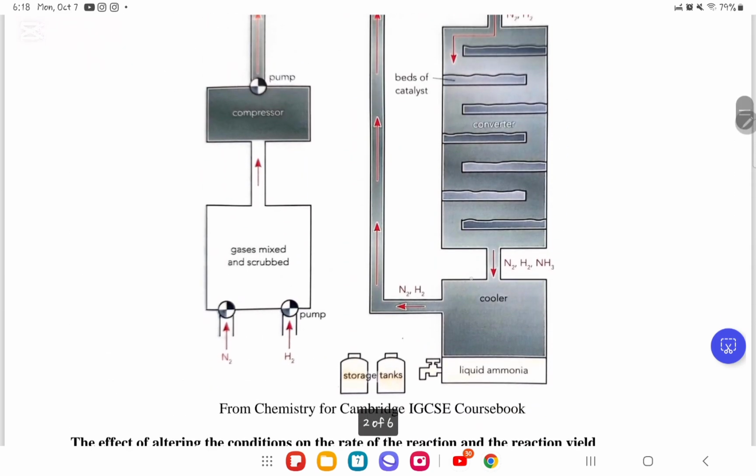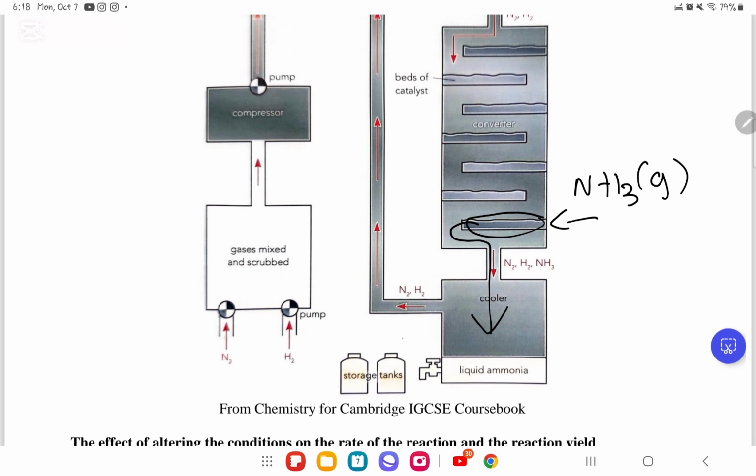Over here, we are producing ammonia. This liquid here is ammonia. So we go down, and not only in this liquid do we have ammonia, but we have NH3 as a gas, not only liquid ammonia, but NH3 as a gas, and N2 and H2 as a gas.